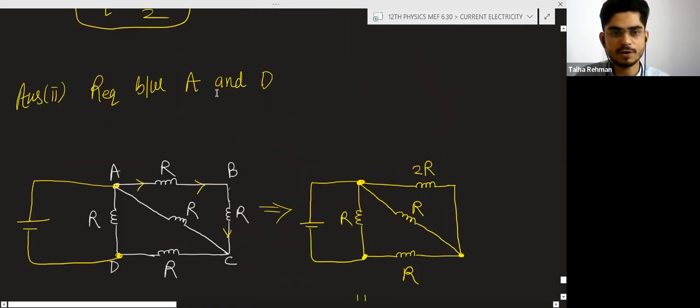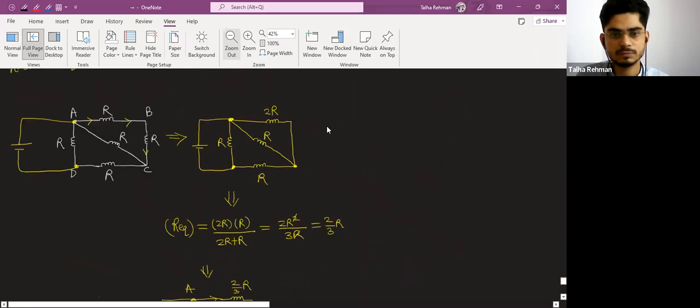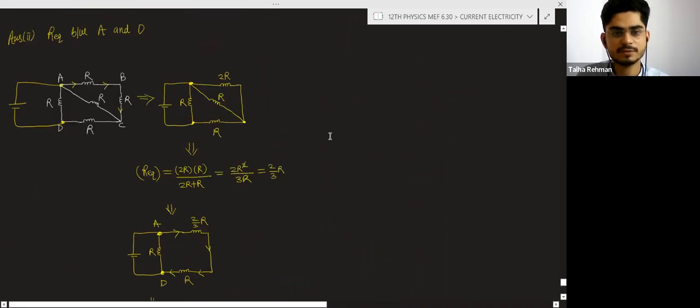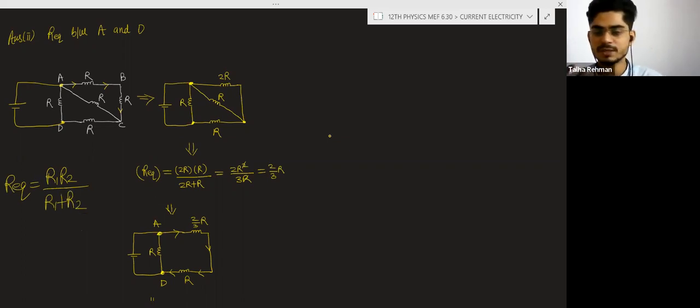This was the second part of the question. Step by step we have to solve. Now you can note it down. Second part. I have applied here R equivalent for the parallel combination. R1 R2 divided by R1 plus R2 means the product of the resistance you will take on the numerator and the sum of the resistances you will take in the denominator.